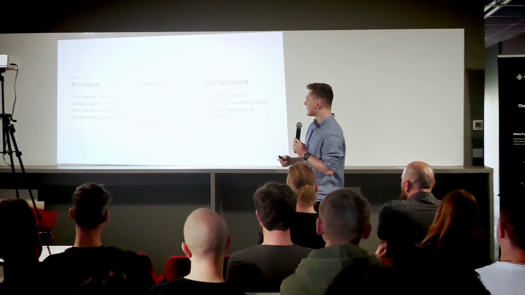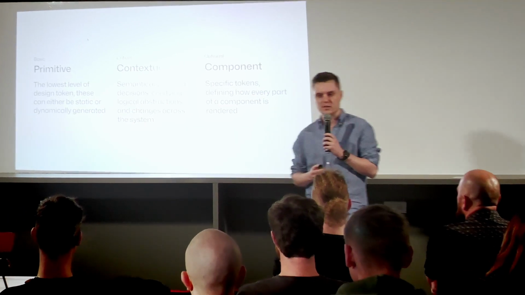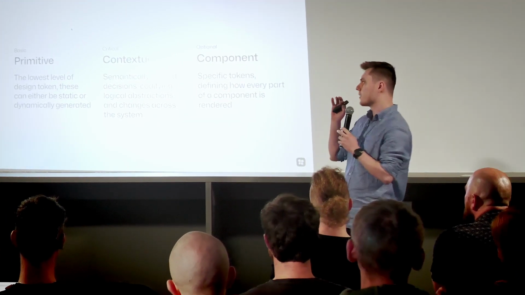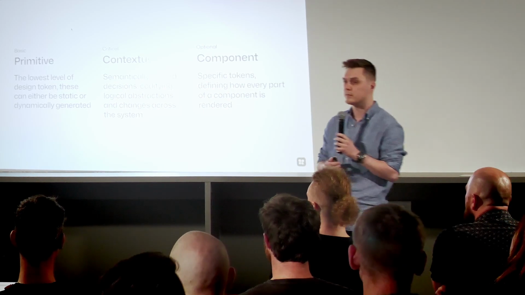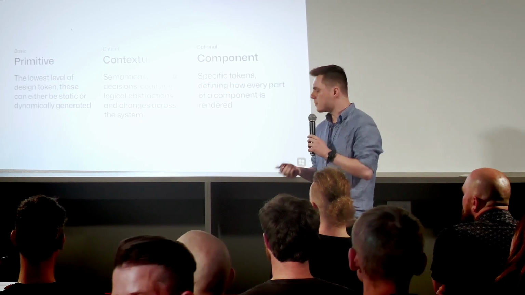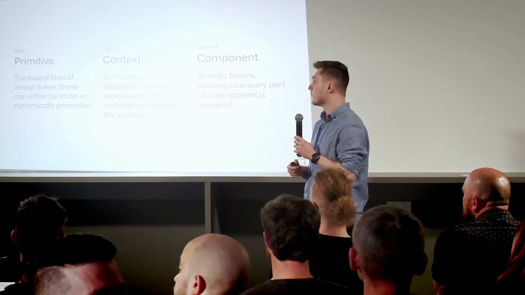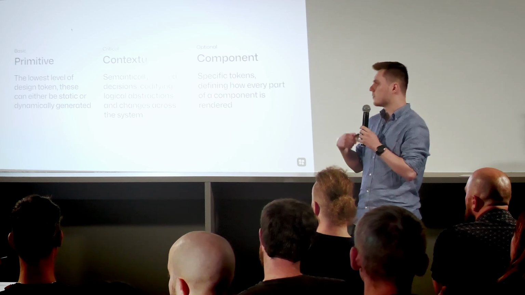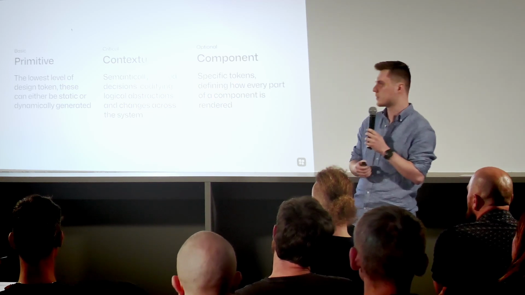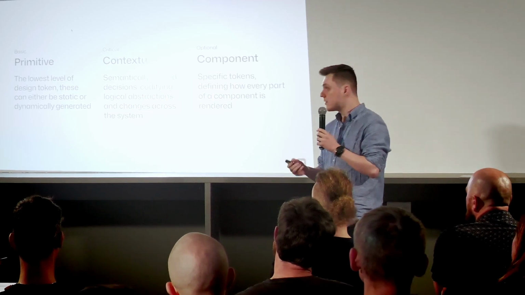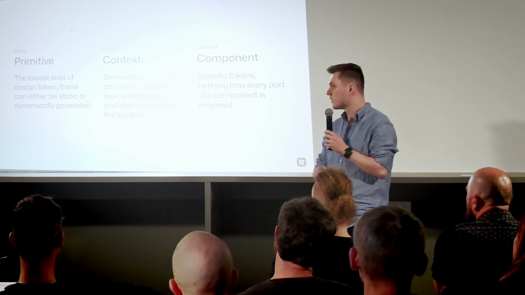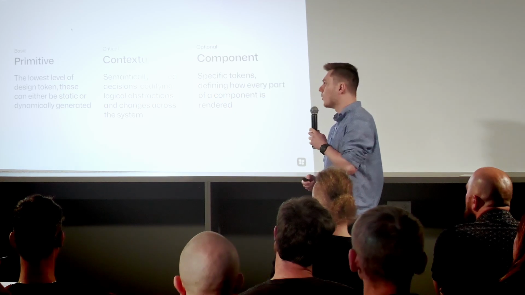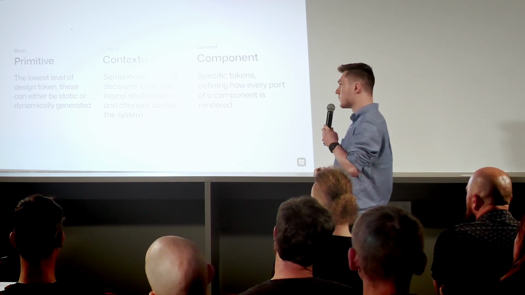We have three layers of design tokens within our systems. You might think of primitives, where we're just naming very basic things like your colors and your font scales. These can either be statically named, so you might say that all of my errors are red, all of my success states are green, I have a font size that goes from small to large, or we can dynamically generate those with some algorithms.